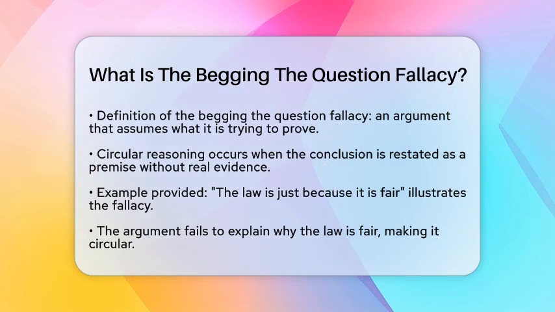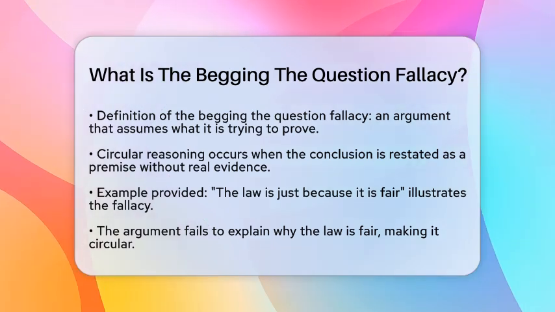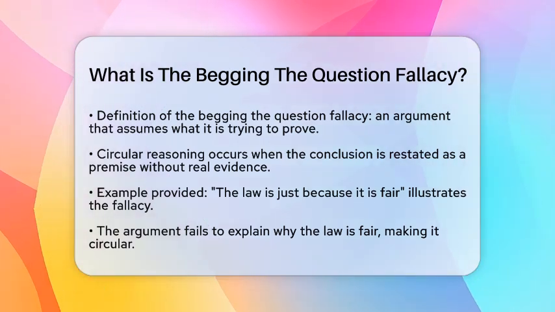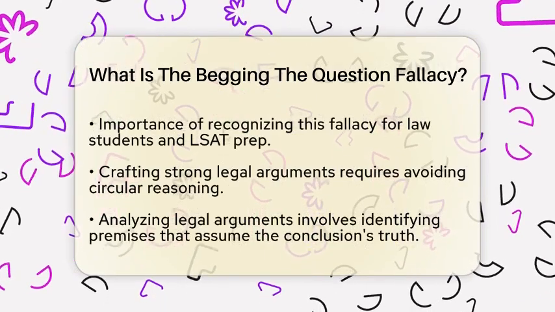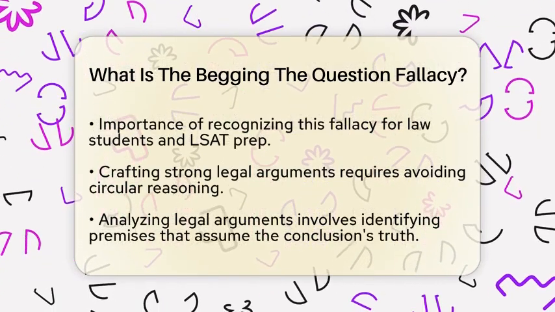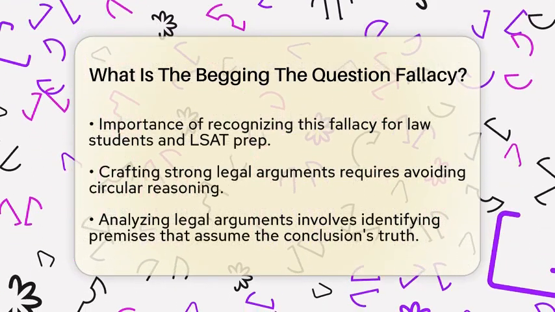a premise. For example, consider the statement, "The law is just because it is fair." Here, the premise assumes the conclusion without offering any proof. It does not explain why the law is fair, making the argument circular. This type of reasoning is flawed because it does not provide independent support for the conclusion.